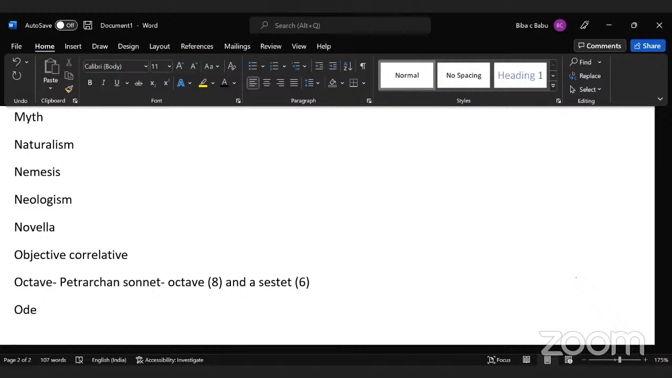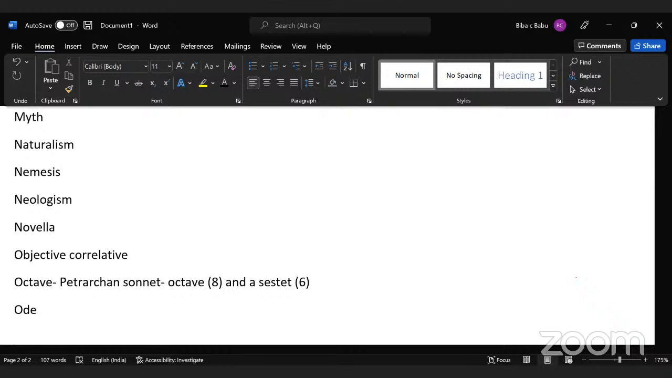Next is ode. Ode is another poetic form. It is a lyric poem used to address an object or a thing. We praise something; we address a thing or an object. For example, P.B. Shelley's Ode to the West Wind is a famous ode. Here the poet is talking about the west wind, praising where the west wind goes and what the west wind does.